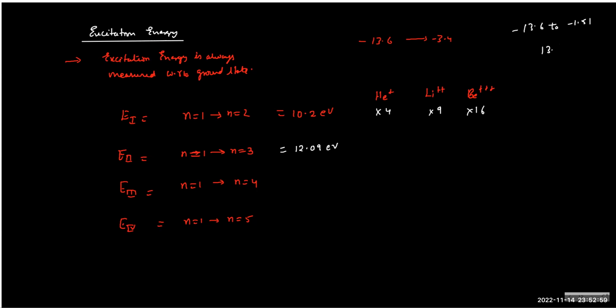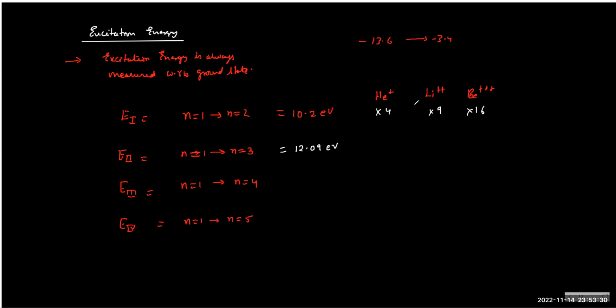So let me give you a question. You can do it mentally. If I have an H atom in the ground state and I supply 12.09 eV energy, where will my electron be now? A ground state H atom is given 12.09 eV. Where will the electron be now? Second excited state, that is the 3rd orbit.